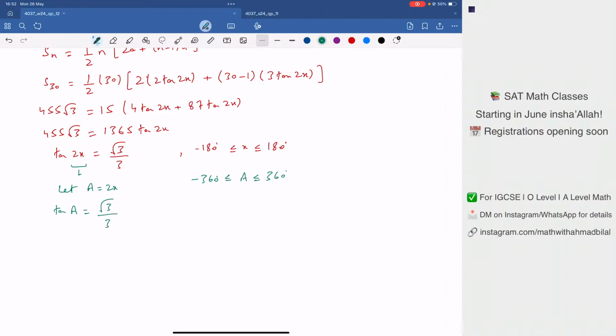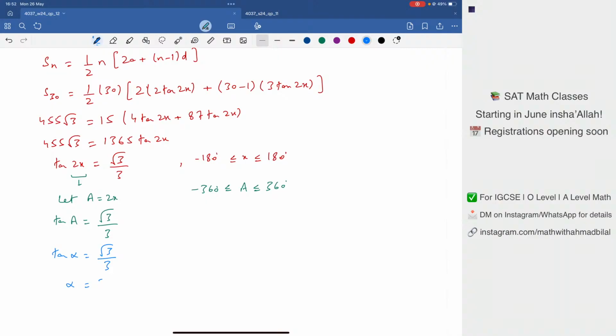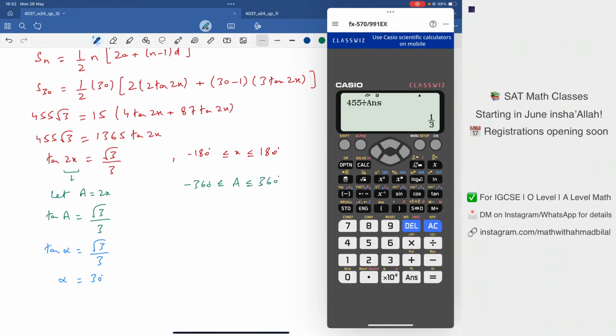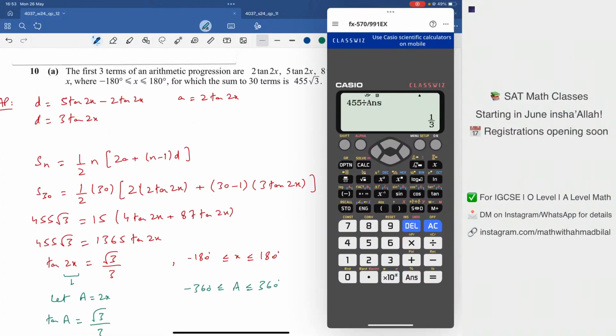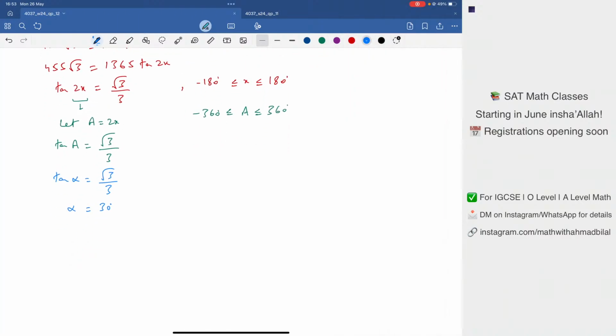Find the basic angle, see what the basic angle turns out to be. We can say tan of alpha equals under root 3 over 3. You could put this on your calculator. Again, since it's a calculator paper, you could do that. Otherwise, you should also remember, where do you have tan under root 3 over 3? This is at 30 degrees. You can just confirm this on your calculator as well. Make sure your calculator is in degrees mode for this question, because the angle given in the question is in degrees. Let me do that. Tan inverse of under root 3 over 3. That's 30 degrees, right? That's the basic angle.